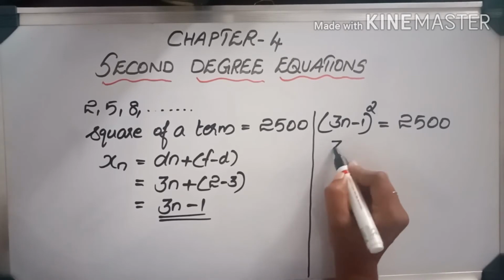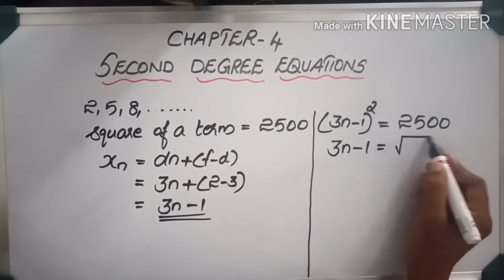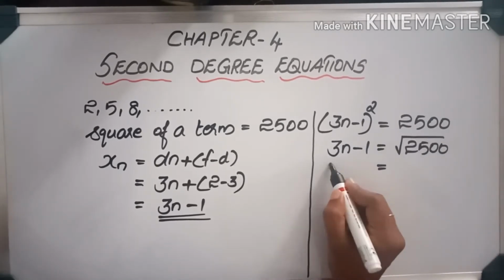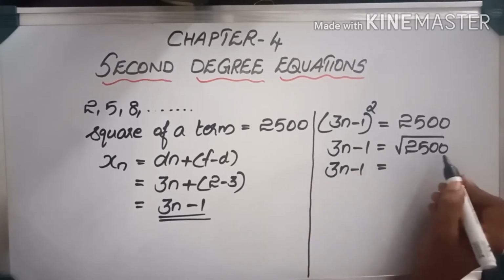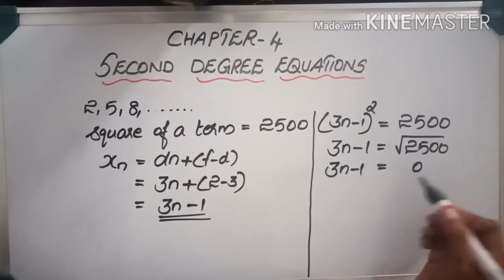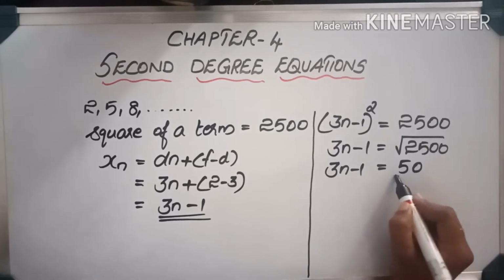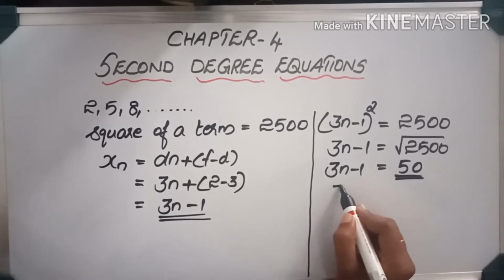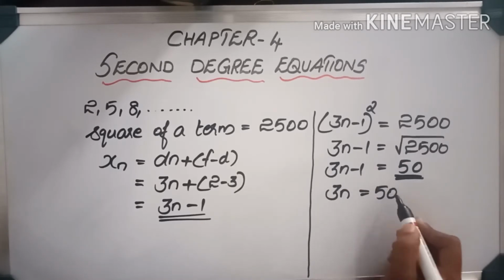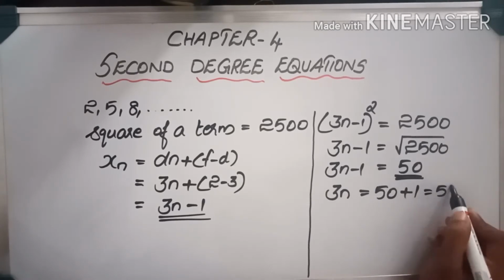Now same like the previous case. First keep 3n minus 1 here. Take the square to this side, that is root of 2500. What is root 2500? That is, last 2 digits, so here it will be 0. Then 25. 25 root is what? 5 5s are 25. So 50 is the answer here. Now keep 3n here. Take this minus 1 to this side. So here it is 50. Minus 1 coming to this side will be plus 1. So 50 plus 1, 51.